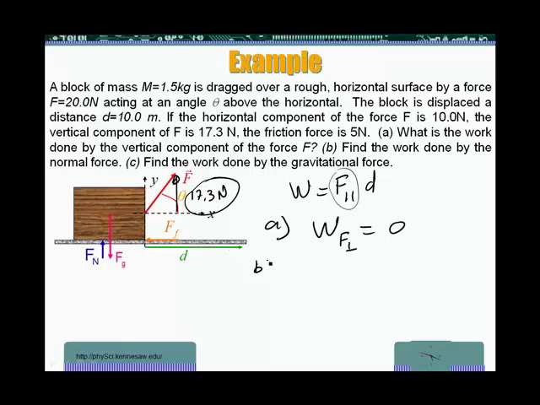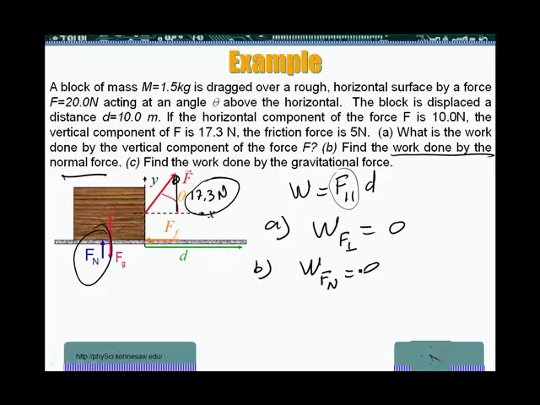Now, part B, think about it. It's not going to be much different, because what's the direction of my normal force? Straight perpendicular to the surface, which is straight perpendicular to D. So that means none of Fn is parallel to D. Then the work due to Fn is just equal to 0.